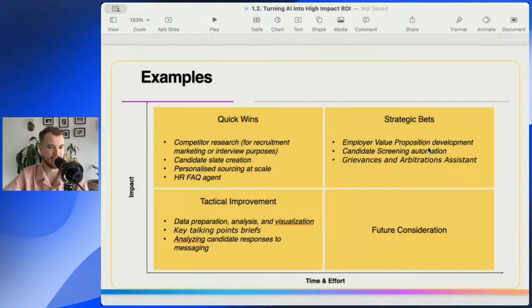Another one is tactical improvement. So there I have key talking point briefs, analyzing candidate response, which can then go into your employer value proposition, and data prep, analysis, visualization. A good one that I've done is you can download your LinkedIn connections.